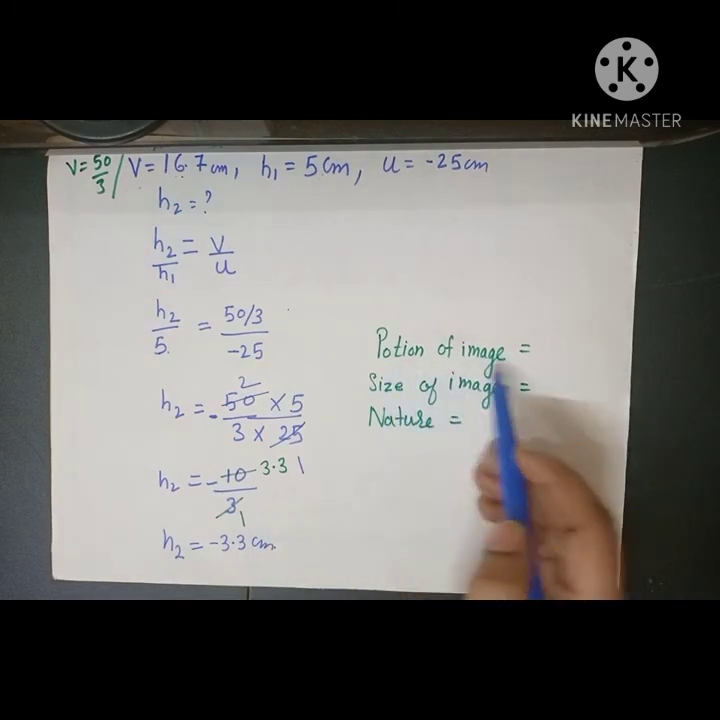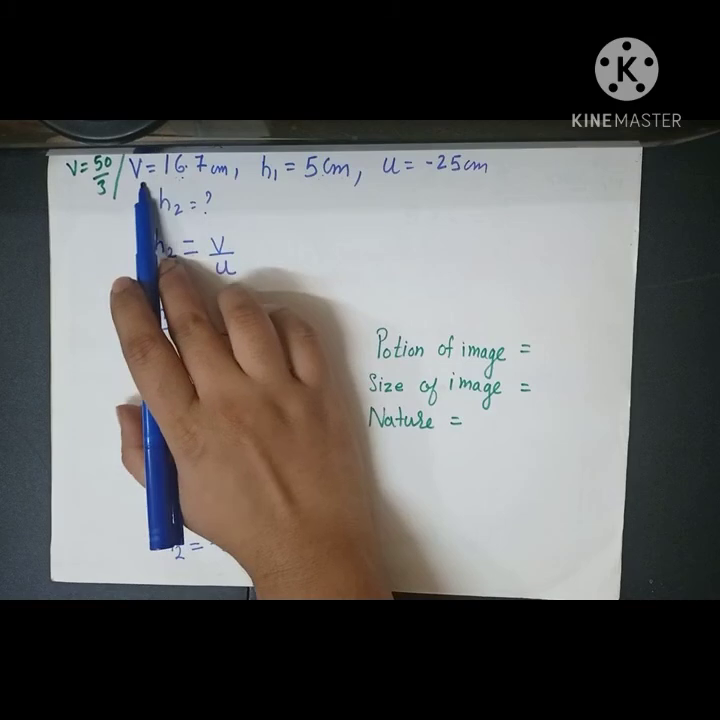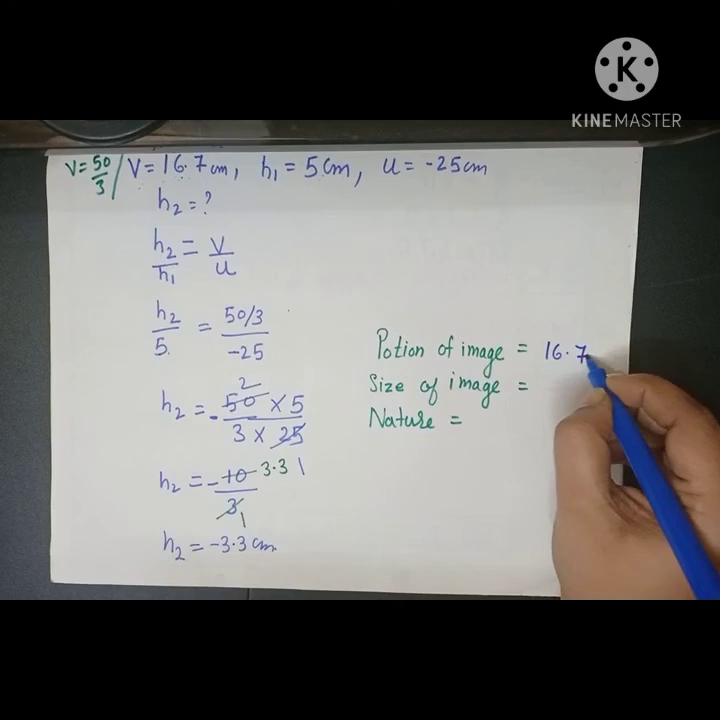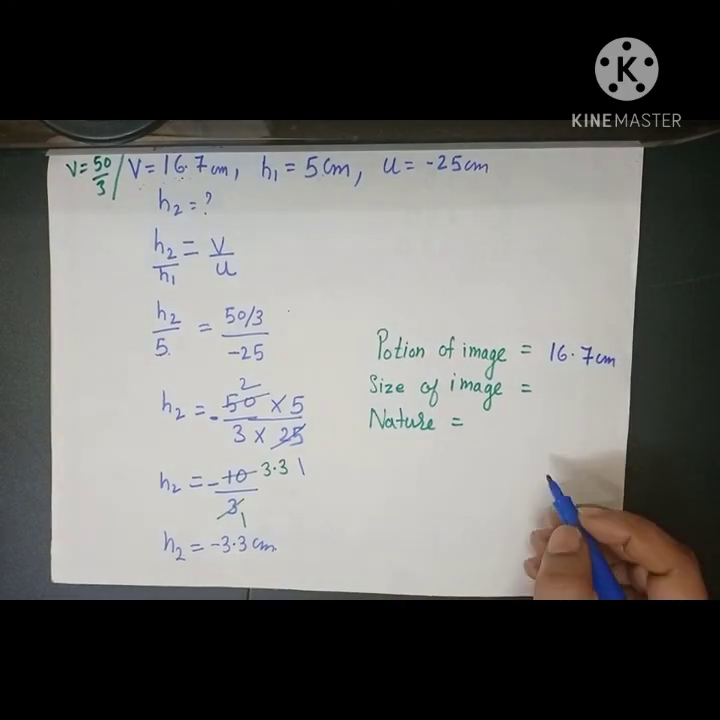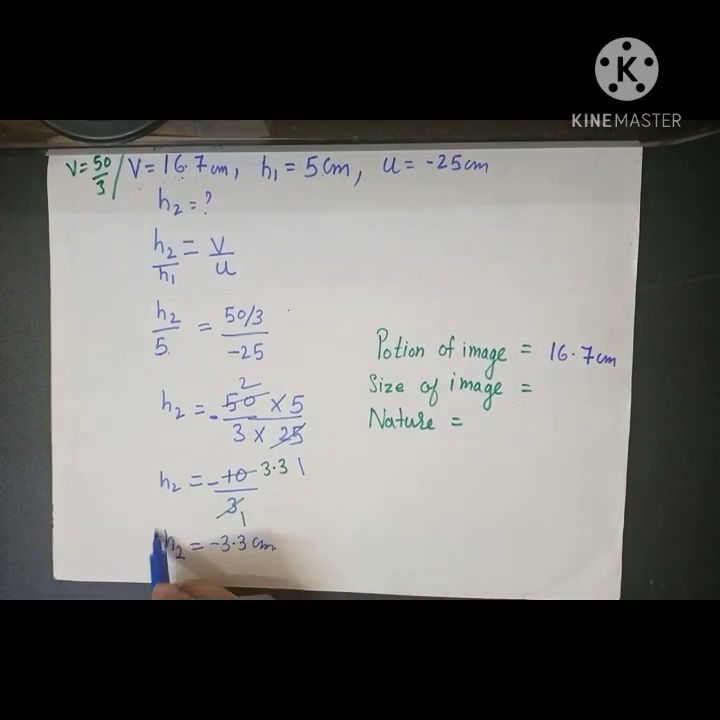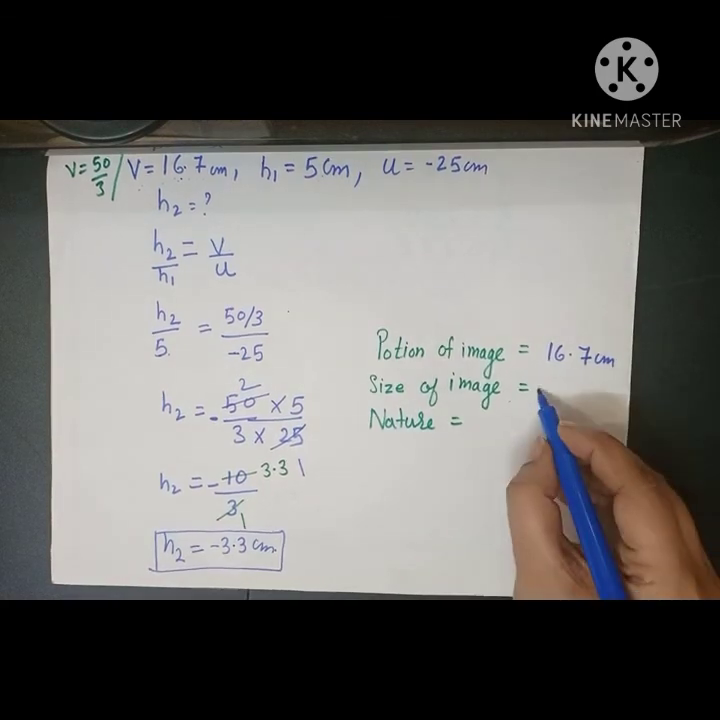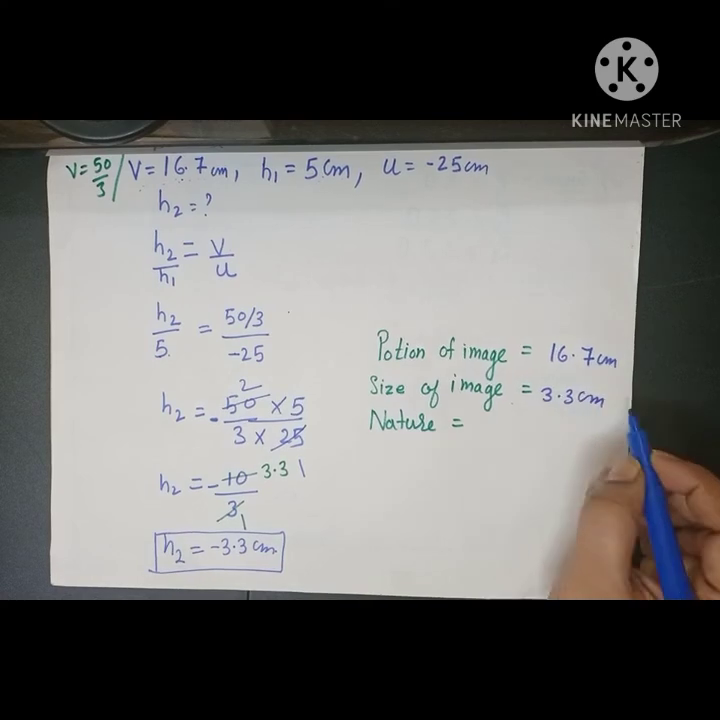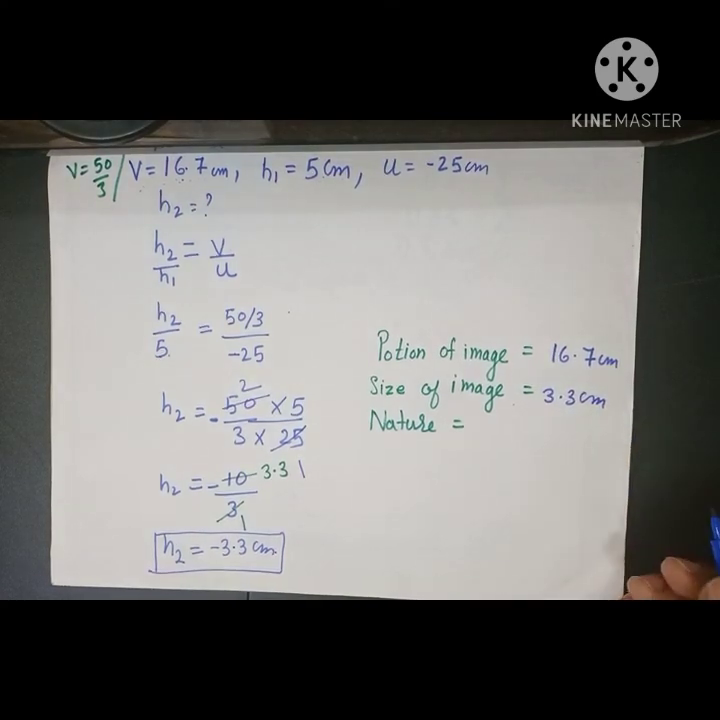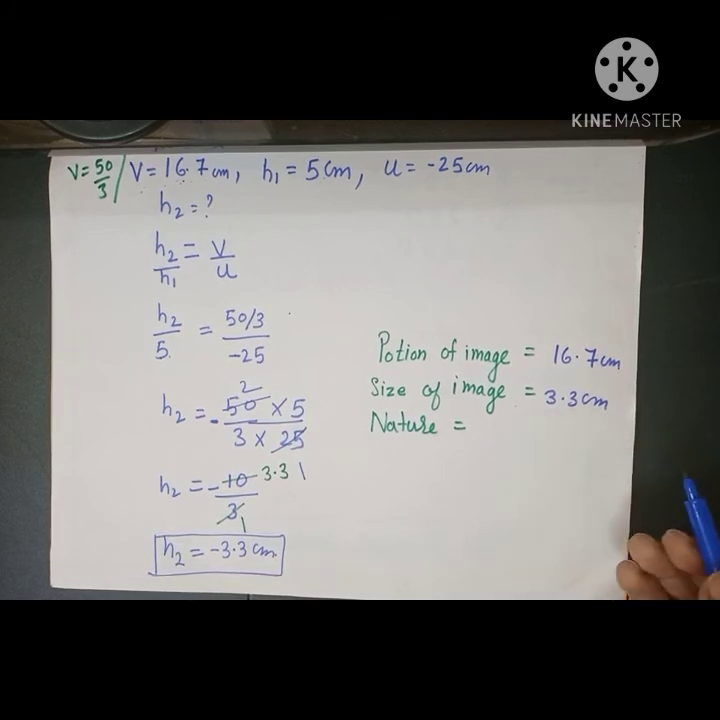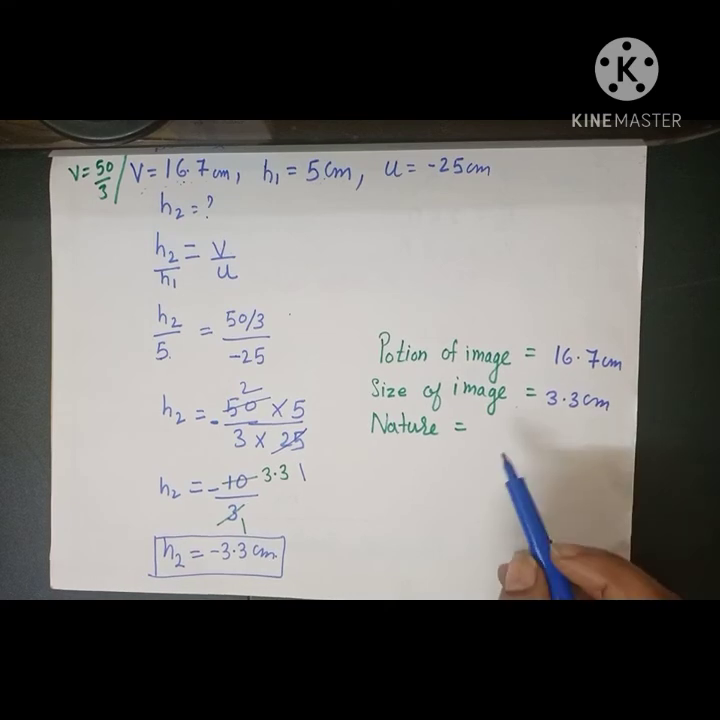Now position of the image which we have calculated, that is v is equal to 16.7 centimeter. This is our final answer. Size of the image, now what we have calculated, that is height of the image, which is 3.3 centimeter. Height or distance will not be in negative now here, so we are writing 3.3 centimeter.